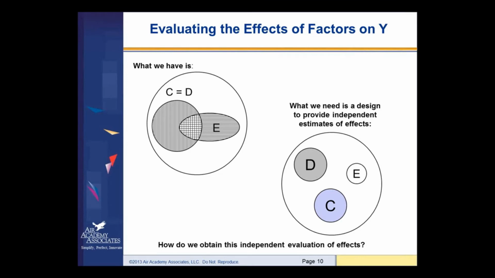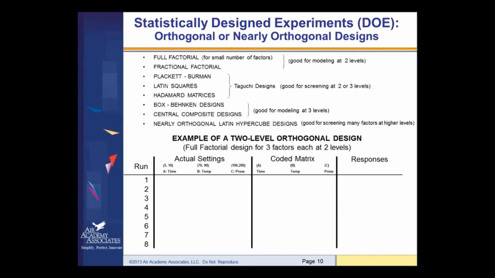We want a design that when we are done collecting the data in the test, we can then evaluate each of the factors independently: C, D, and E. We now know exactly what C is providing, what D's impact is, and what E's impact is. Now, how do we obtain this independent evaluation of effects?